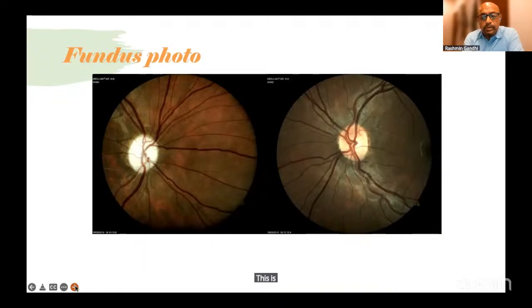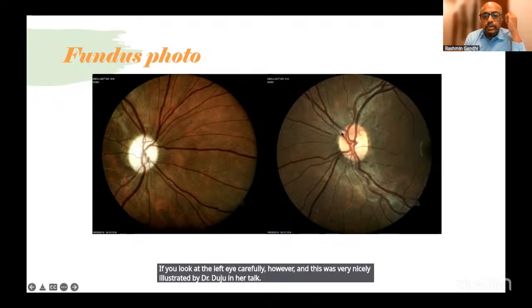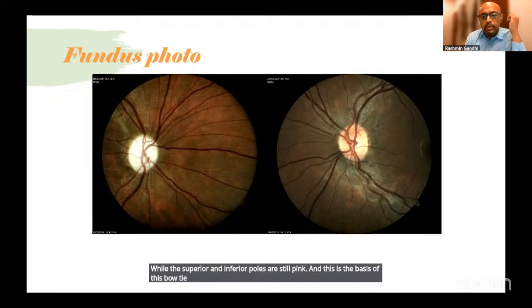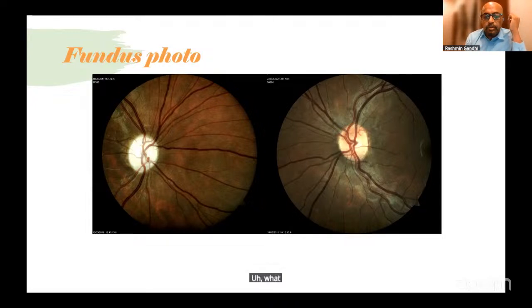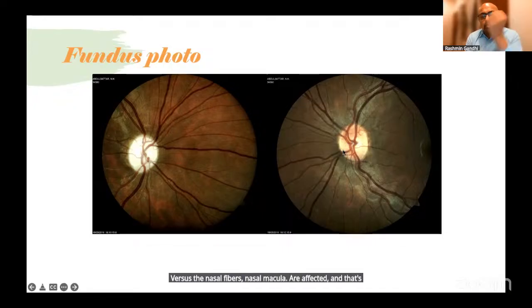This is how his optic nerves look. The affected eye, the right optic nerve, has a very impressive optic atrophy. If you look at the left eye carefully, however, and this was very nicely illustrated by Dr. Ruju in her talk, the left eye has what is described as bow tie optic atrophy. If you look carefully, the nasal and temporal raphe are pale, while the superior and inferior poles are still pink. The basis of this bow tie or band-shaped optic atrophy is, as Ruju described, the anatomical arrangement of the fibers, wherein the arcuate fibers get attached to the superior and inferior pole of the disc, which are spared in this case, versus the nasal fibers, nasal macula, which are affected. And that's the reason why there is a bow tie optic atrophy.